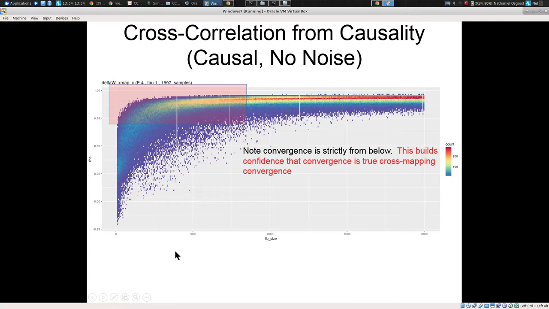So this is the library size. It's the size of the subset of that time series that we're considering. Is that helpful at all?